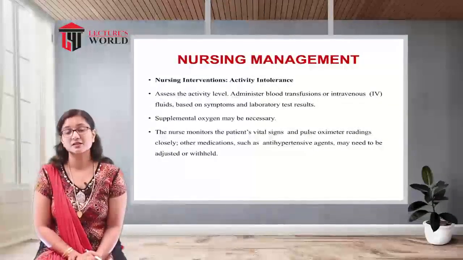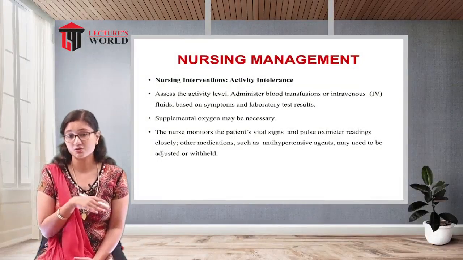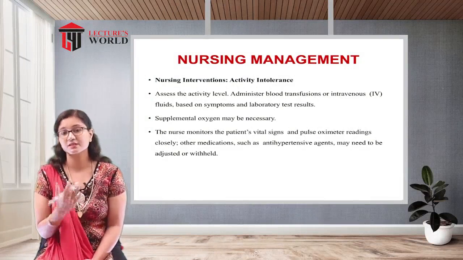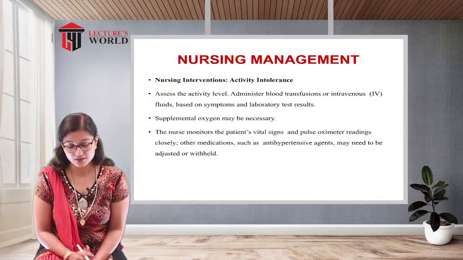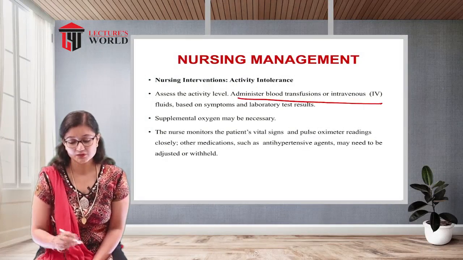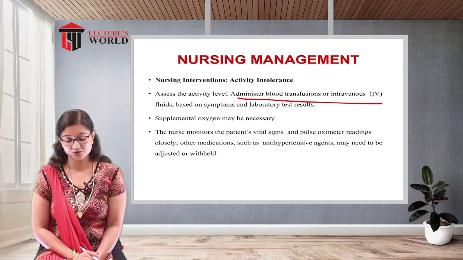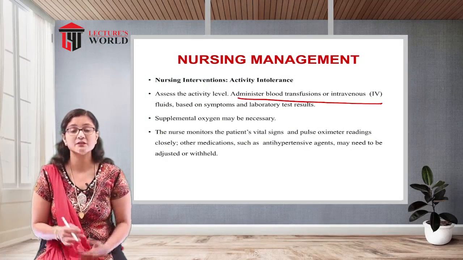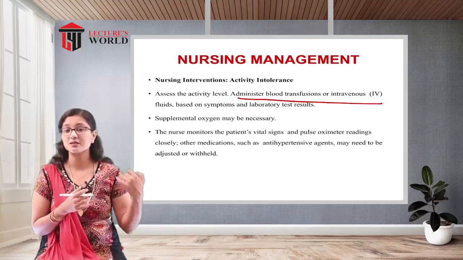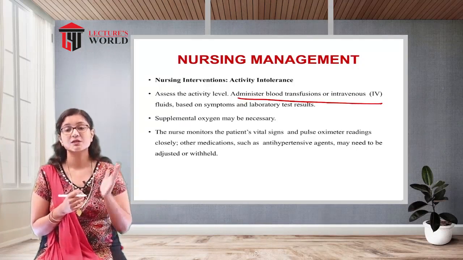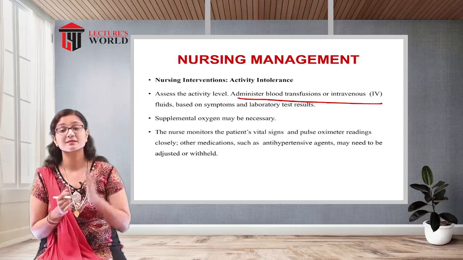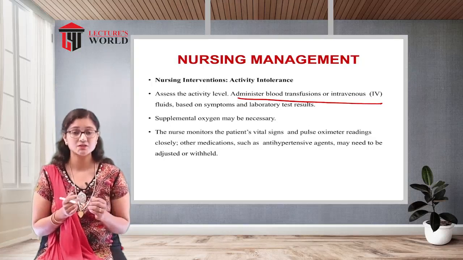Next is activity intolerance. As we have seen activity intolerance as a nursing diagnosis, what is the intervention? Assess the activity level, administer blood transfusion or IV fluids based on the symptoms and laboratory tests. Now, if it is severe anemia, then we have to give him blood transfusion. Packed red blood cells need to be given to the patient.